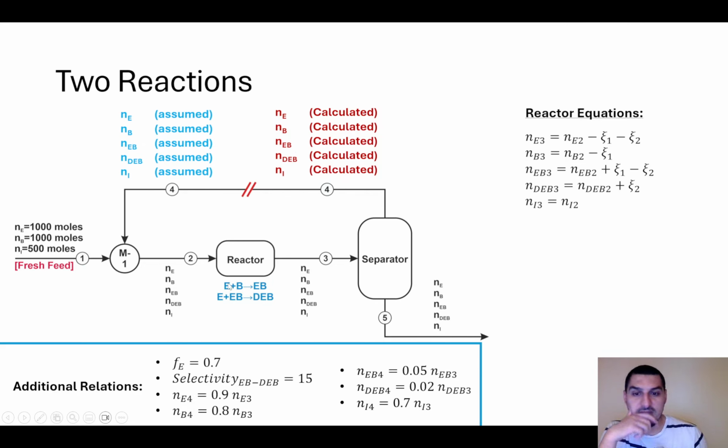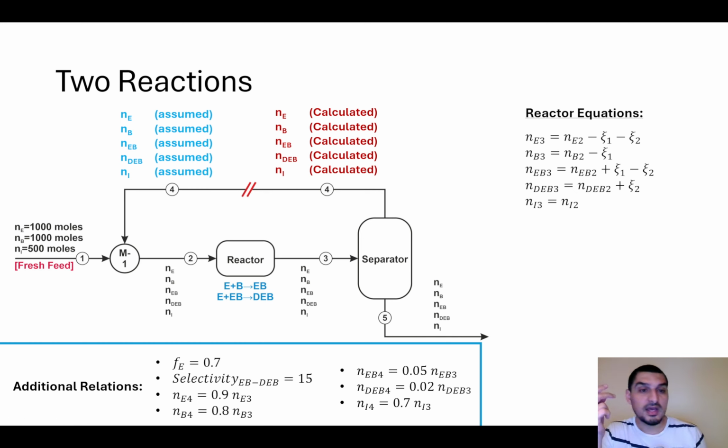So we have ethylene -1 in the 2 equations, so it's negative xi1, negative xi2. For benzene, it's only negative xi1. For ethylbenzene, positive xi1, negative xi2. For diethylbenzene, it is positive xi2. And inerts is not part of the reaction, so it's in equals out.